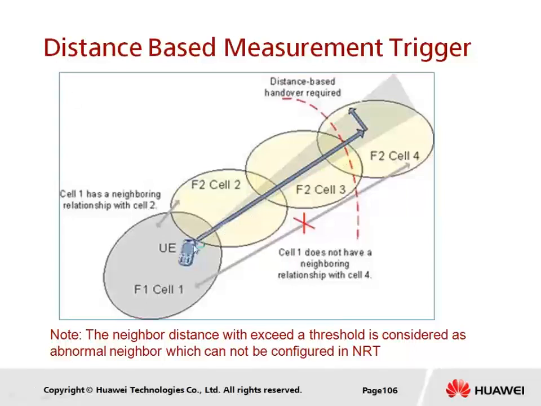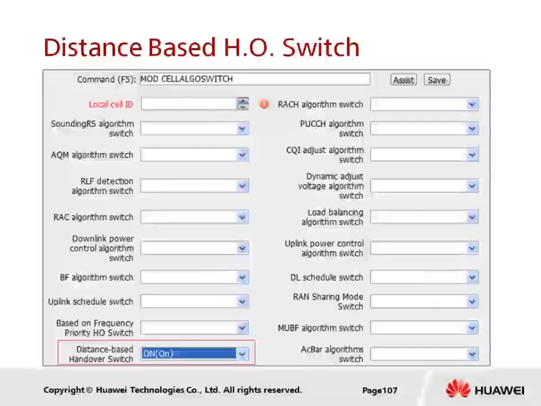In this scenario, the user has to perform handover right after this distance, because there might be no neighbor relationship defined between cell 1 and cell 4. So in this case, we need the user to perform handover with cell 3 before the drop, because there is no neighbor relationship defined between cell 4 and cell 1. So this is the distance-based handover switch which we need to turn on.